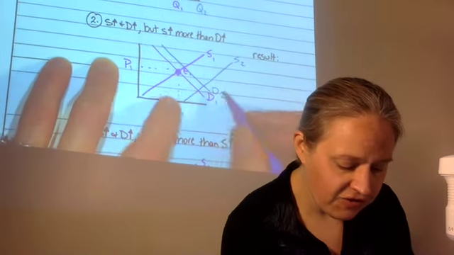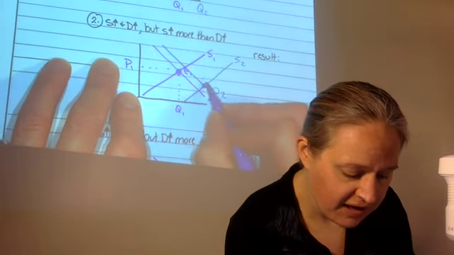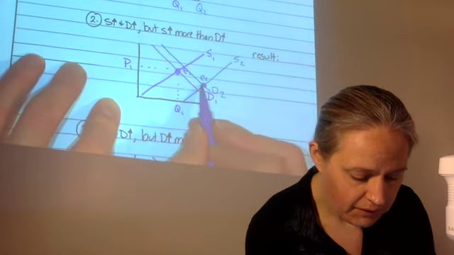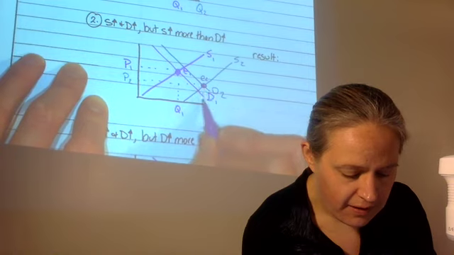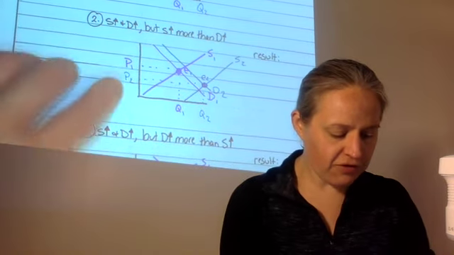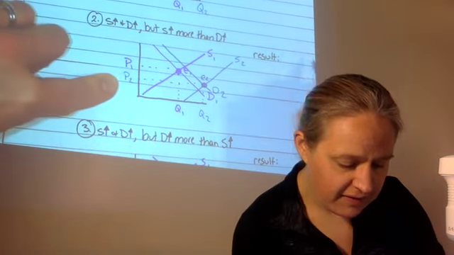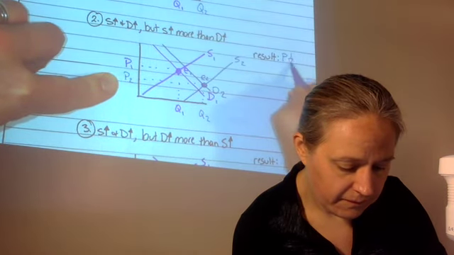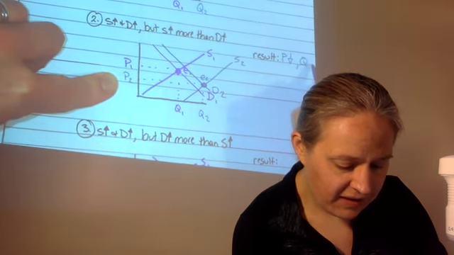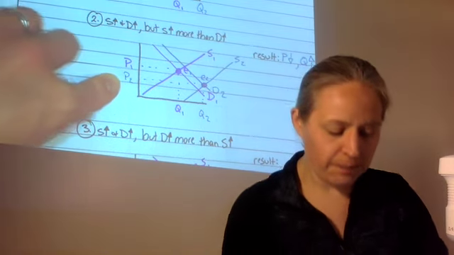And then where the S2 and the D2 meet, that's your second equilibrium point, which determines your second price and your second quantity. So the result is that the price went down and the quantity went up.